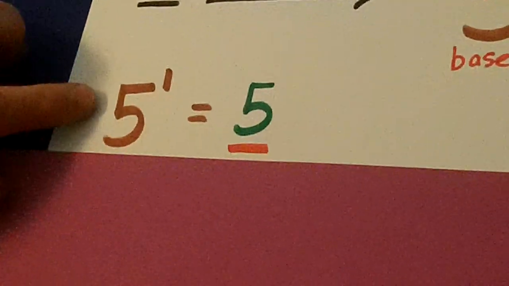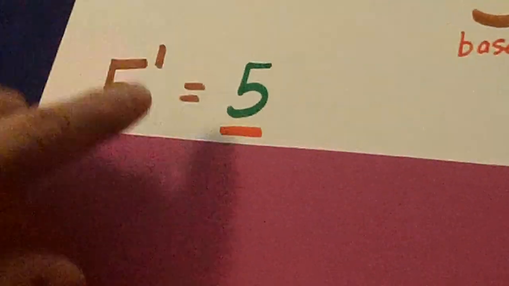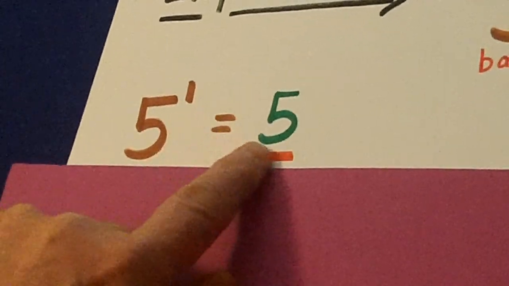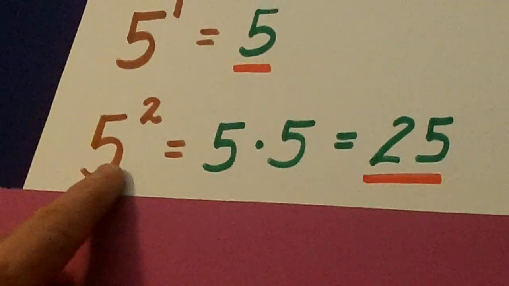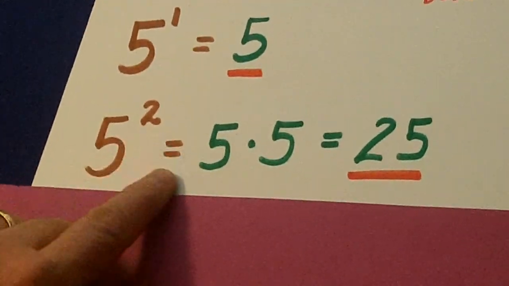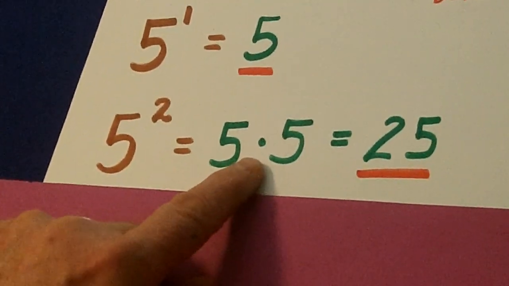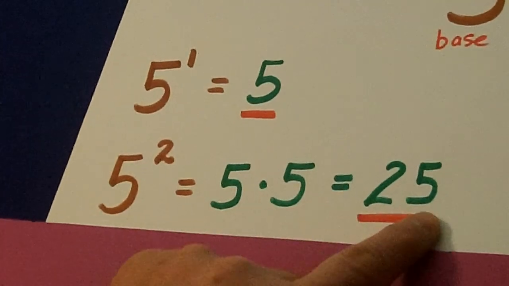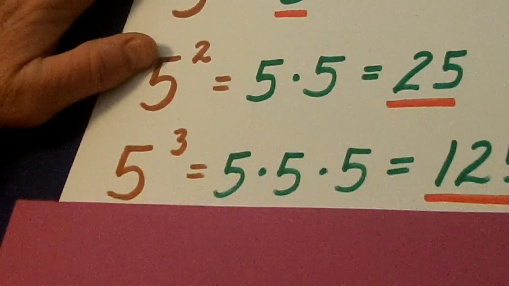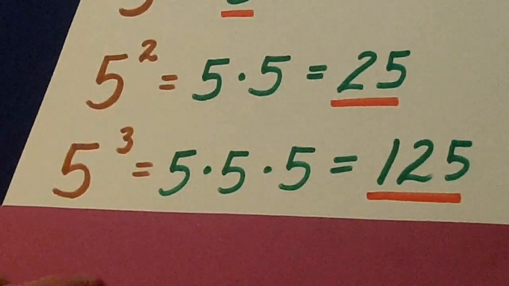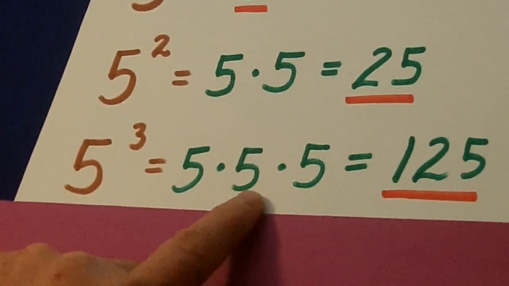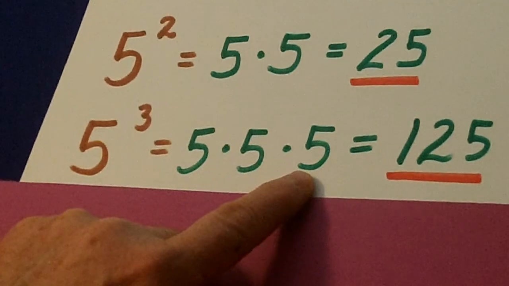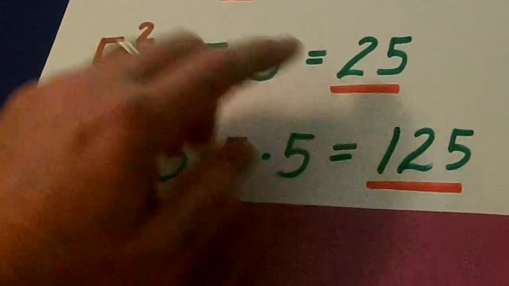It doesn't get much beyond that in our problems. And we just need to know that any number to the first power, like 5 to the first power, is always going to be equal to itself. But 5 to the second power equals 5 times 5 equals 25. Then 5 to the third power is equal to 5 times 5 times 5. That's 25 times 5 is 125.